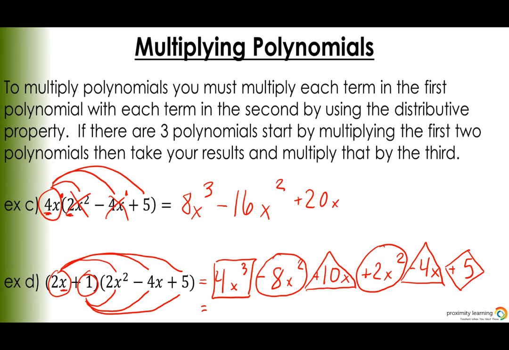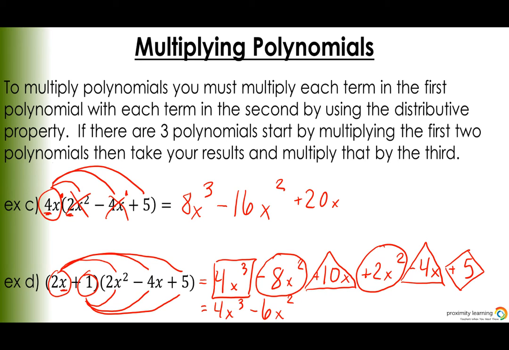So now we're going to combine like terms. There's only 1 square, so we're going to rewrite him, 4x cubed. Now there's 2 circles: -8 plus 2. We're just going to add the coefficients. So -8 plus 2 gives us -6, and then we're going to attach x squared to it.